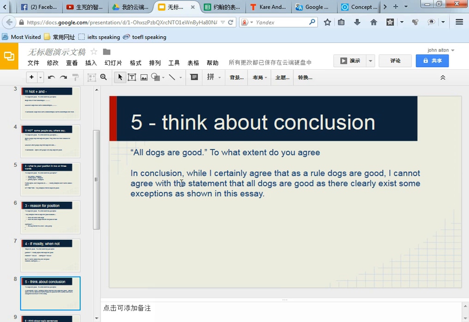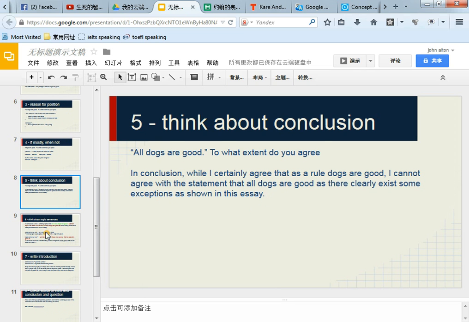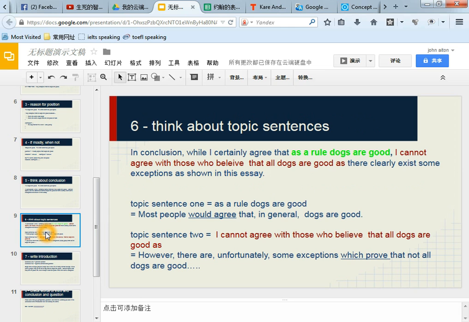So if you write your conclusion first, you then have a very clear idea about what you need to put in your paragraphs and your introduction. So the next thing is not the introduction, it's the topic sentences for your paragraph. One easy thing to do is look at your conclusion and then base your topic sentences on the points made in your conclusion. So my first point is, as a rule, dogs are good. So my topic sentence number 1 could have, as a rule, dogs are good.